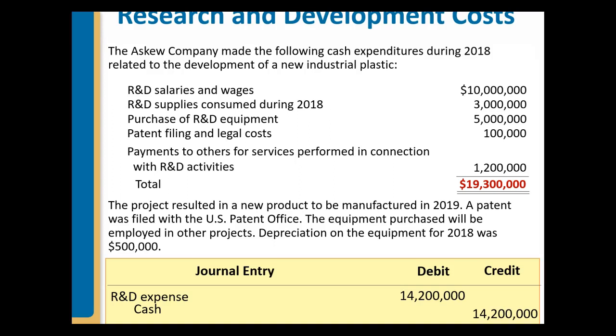So if the project resulted in a new product to be manufactured in 2019 and a patent was filed with the Patent Office, the equipment purchased will be employed in other projects. Depreciation on the equipment was $500,000.